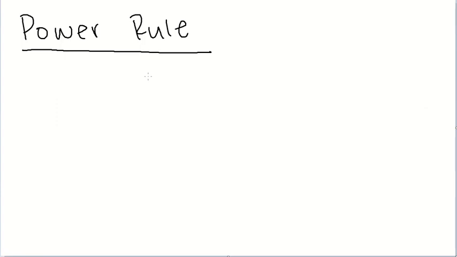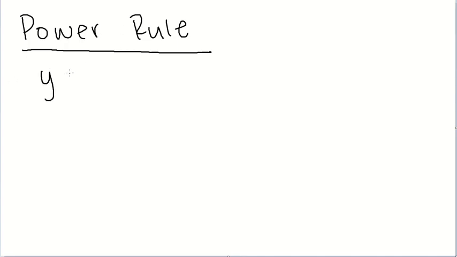So now we're going to talk about the power rule, which is a way that we can actually calculate the derivative of a function. In the definition of the derivative video, we talked about how if we want to find the slope of a function, we want to find the slope of its tangent line, but how do we actually go about doing that? The power rule is one technique or shortcut that we can use to find the derivative of a function.